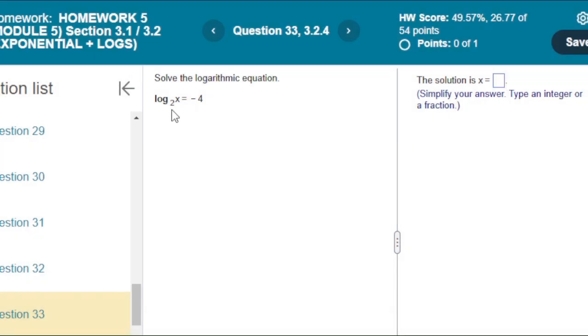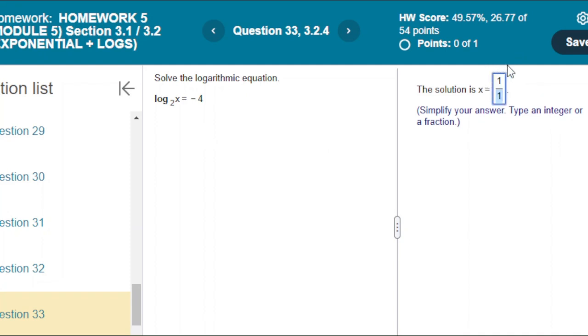Okay, now this one's very similar, but we have log base 2 of x equals negative 4. So x would be 2 to the negative 4th power. Well, 2 to the negative fourth is the same thing as 1 over 2 to the positive fourth, right? 1 over 16. And again, it says type an integer or a fraction. So you wouldn't want to put the decimal for 1/16, right? Because the decimal would not be an integer or a fraction.